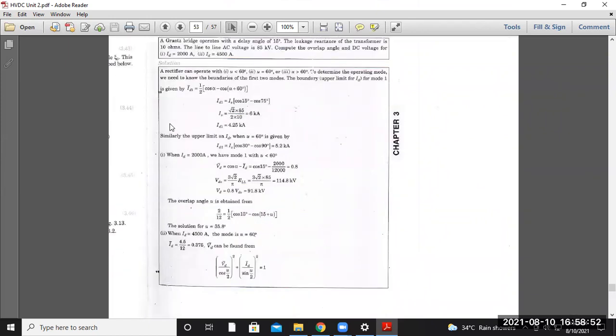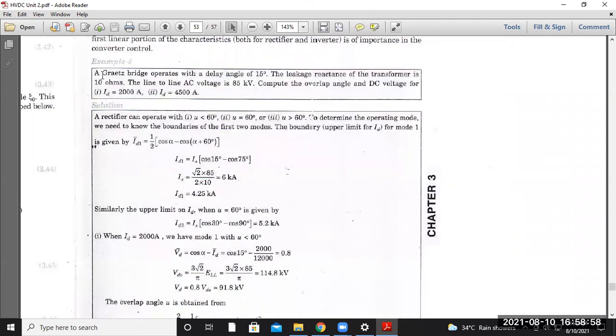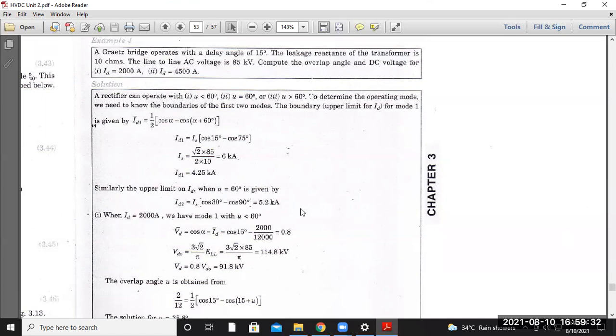As you can see, it is written: a grade bridge operates with a delay angle of 15 degree. The leakage reactance of the transformer is 10 ohms. Then the line to line AC voltage, that is the line voltage, is 85 kilovolt. Compute the overlap angle and DC voltage for line currents ID equal to 2000 ampere and ID equal to 4500 ampere. So here you can see that the solution is given.